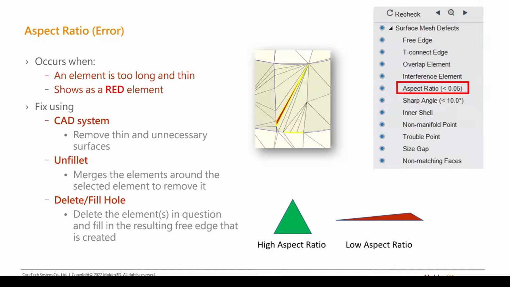Unfillet is the premier tool to get rid of these aspect ratio problems. Essentially, what unfillet does is it just merges all of the nodes around that element together to get rid of it. So it just opens up all of the elements adjoining or adjacent to that element and removes that element. Alternatively, if there's a group of aspect ratio problems that you want to get rid of, you can always just use the delete function and then fill in the hole.